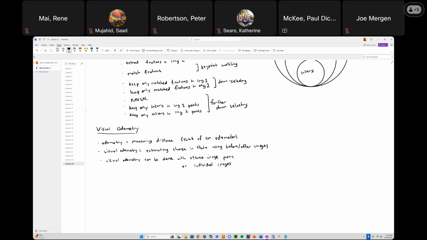So if you have left eye, right eye, before image and after image, that's 4 total images. That is called binocular visual odometry. Or if you just have the one camera, before image, after image, there's 2 total. That is monocular visual odometry.